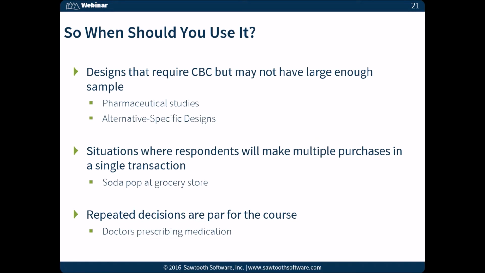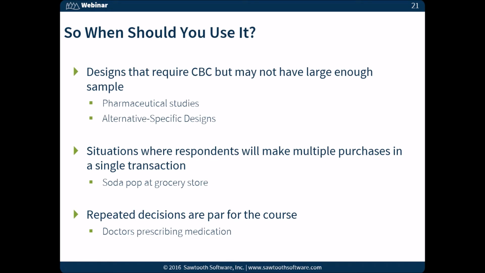But there are ideal times when you should use it. So if you run into situations where you do not have a large enough sample, oftentimes we might recommend adaptive choice-based conjoint, but here chip allocation would also work really well. So pharma studies I'm typically doing with maybe 30, that's really low, or 50 or 100 respondents. Using chip allocation would be a great result here, or when we have alternative specific designs, which we will talk about later as well.